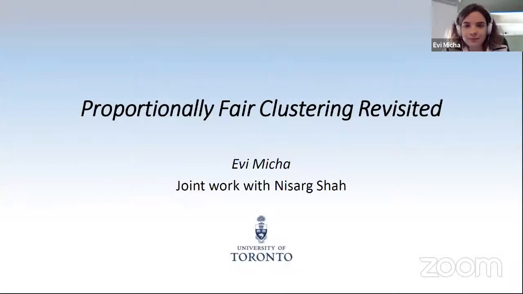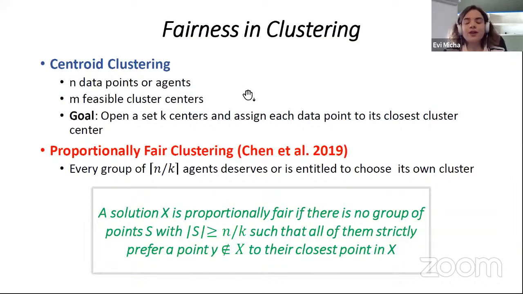All right, thank you. My name is Evie Micha, and this is joint work with my advisor, Nisarg Shah. It's about fairness in clustering. So if we consider classic centroid clustering, you have n data points and m candidate cluster centers, and our task is to open a set of k out of m cluster centers, and then to assign each data point to its closest cluster center. So we want similar data points to belong to the same cluster.